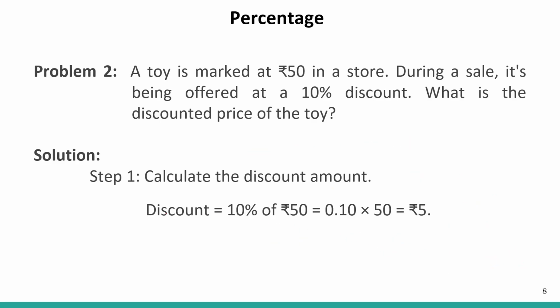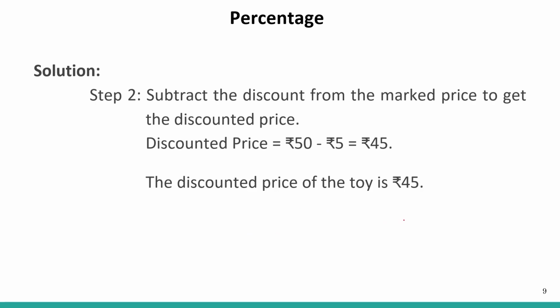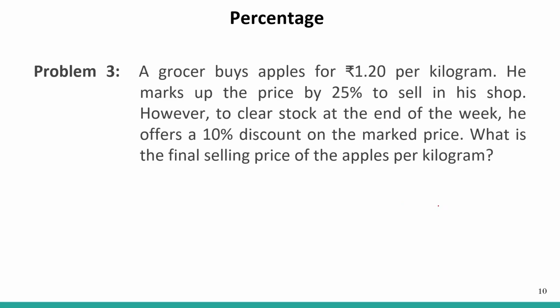Here, we calculate the total discount amount. 10% of 50 is 0.10 into 50, that will be 5 rupees. Then we subtract the discount from the mark price to get the discounted price. The mark price was 50 and the discount was 5, so the overall price remained 45 during the sale after discount. So the discounted price of the toy is 45. Final answer.